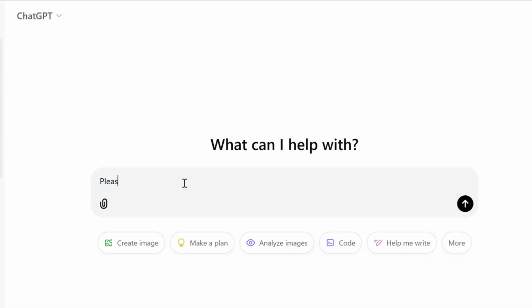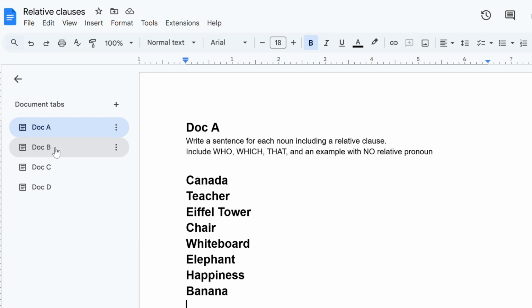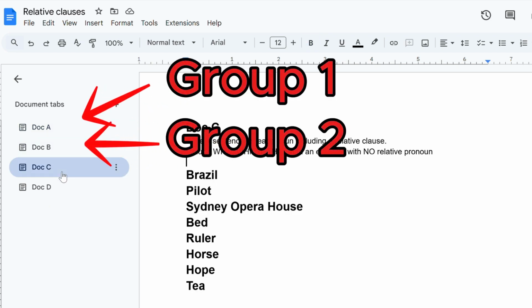ChatGPT will make lists for you. The prompt I used is below. Put each group into a breakout room with a Google Doc. Group 1 linked to Doc A, Group 2 linked to Doc B, etc, etc.